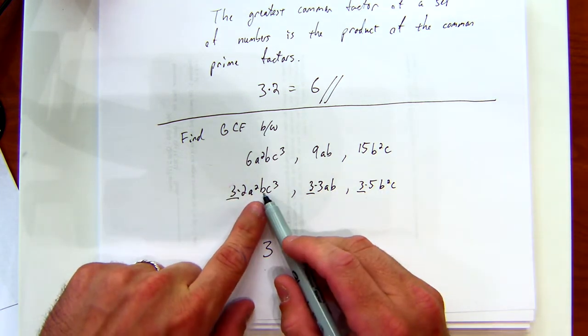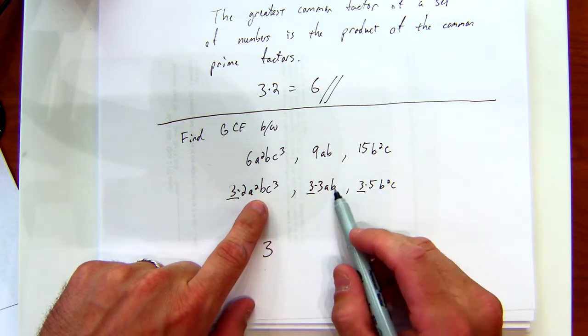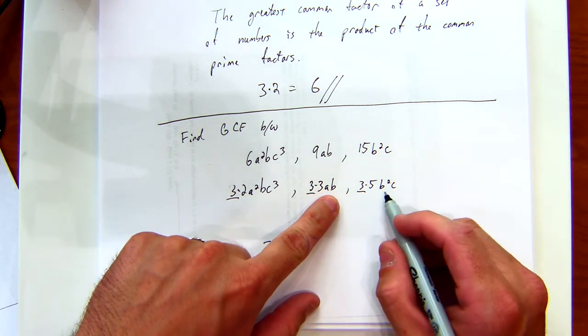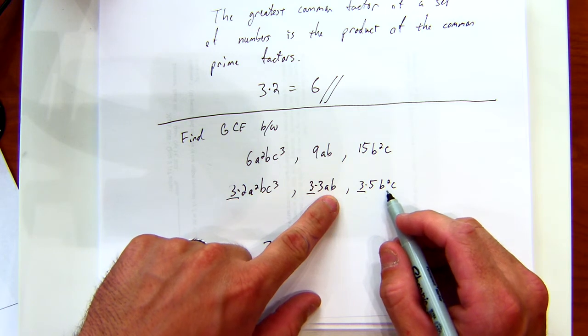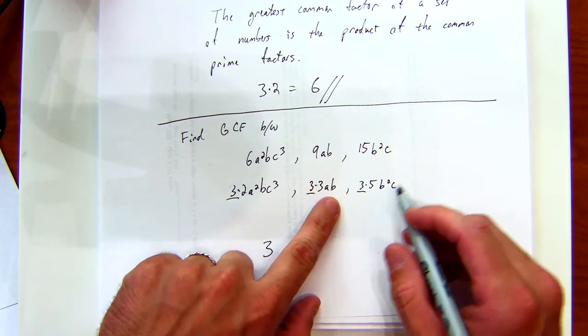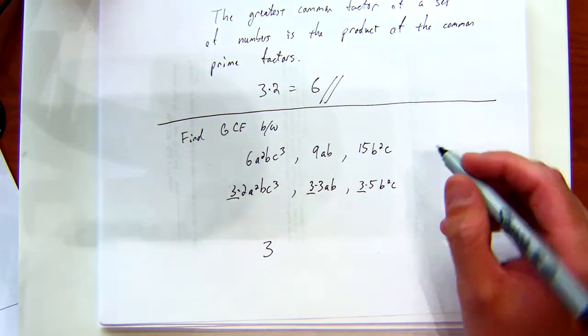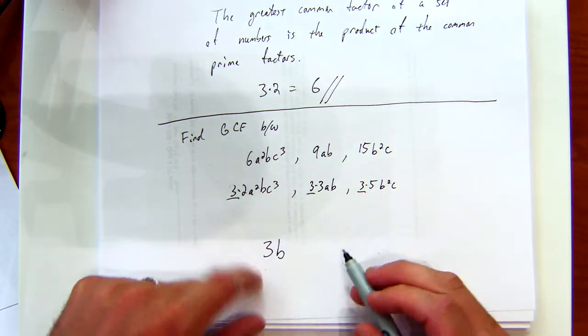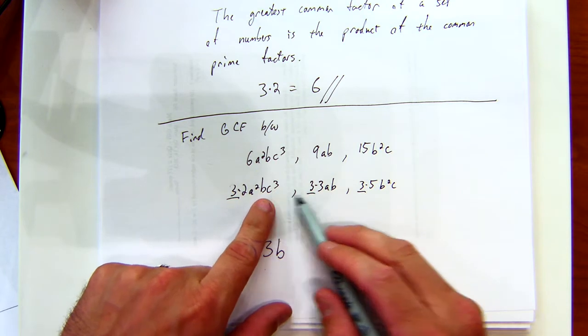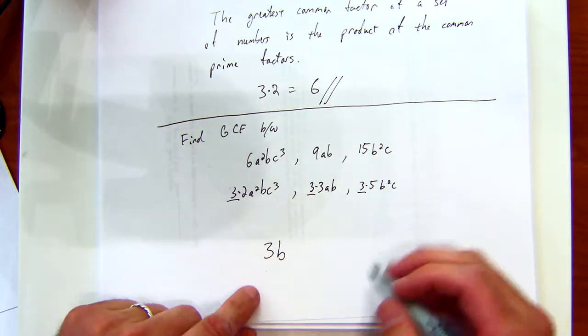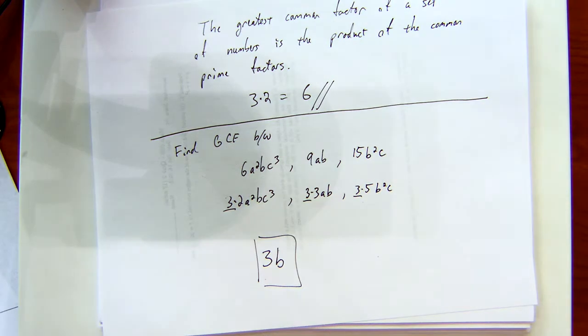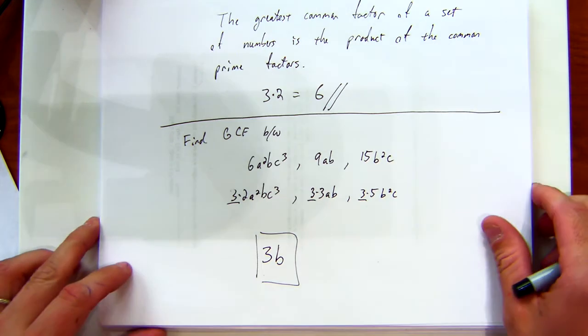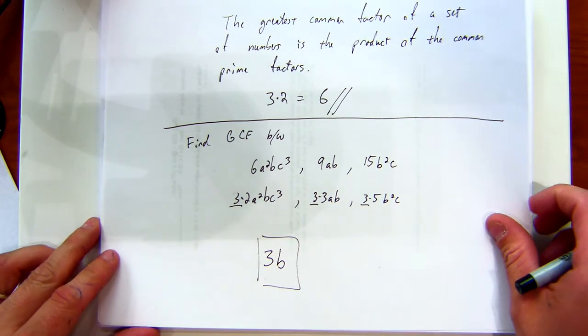What about a B? Got a B here. I've got a B there, and I have 2 factors of B here, which means B is common. How many times is it common between all 3 of them? Once. 3B. And then I have C. I don't have a C here, so I know C is not a factor, so this is my answer. 3B is the greatest common factor. Any questions so far?